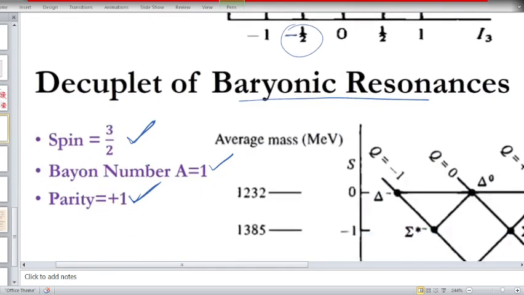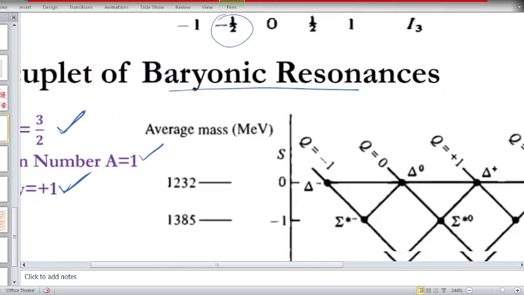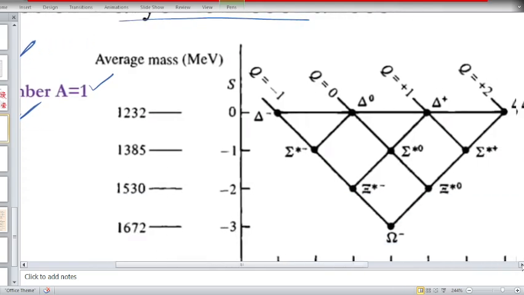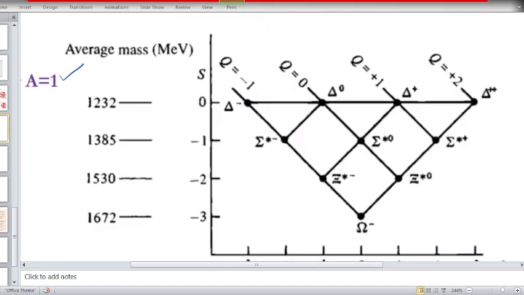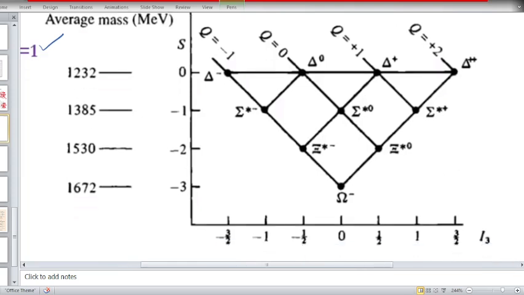These are the values corresponding to the baryonic resonances, which have spin of 3 by 2, baryon number 1, and parity which is even or positive, plus 1. Then corresponding decouplet, you can see here, the baryonic decouplet, which consists of a total of 10 particles. You can see the delta family, which are resonance particles: delta minus, delta 0, delta plus, delta plus plus. These are the particles in that delta family.